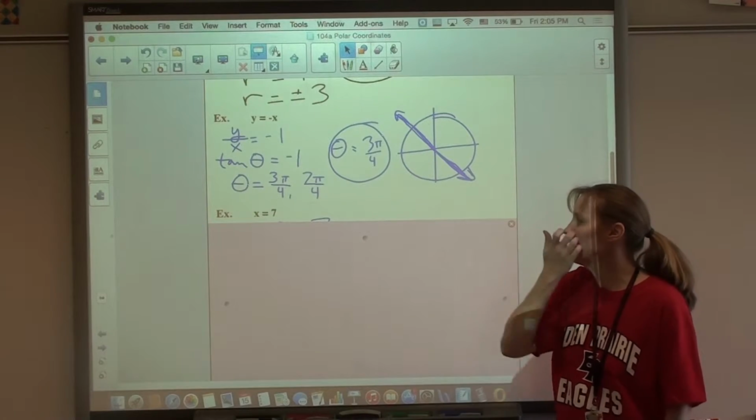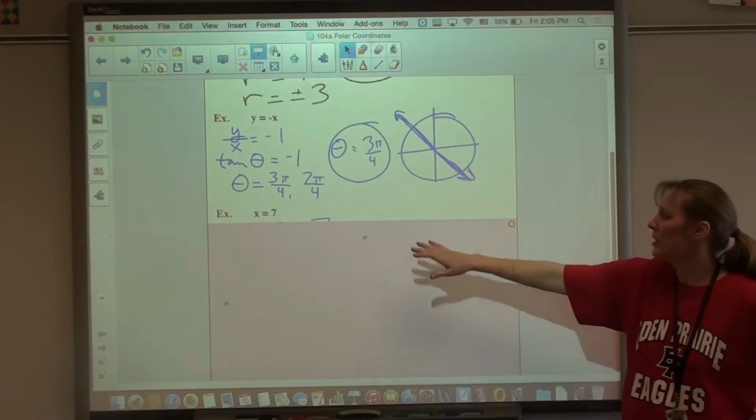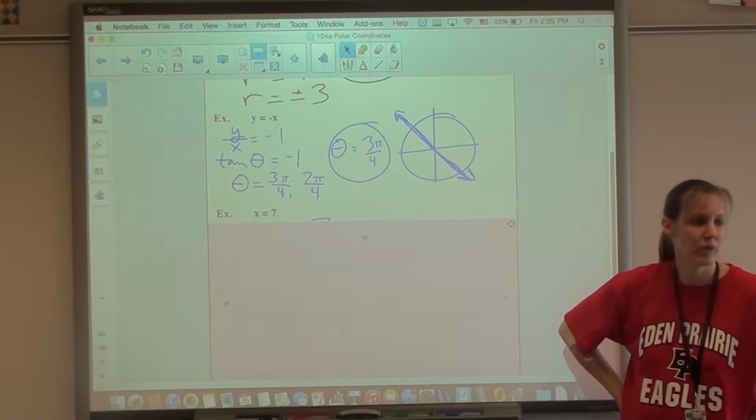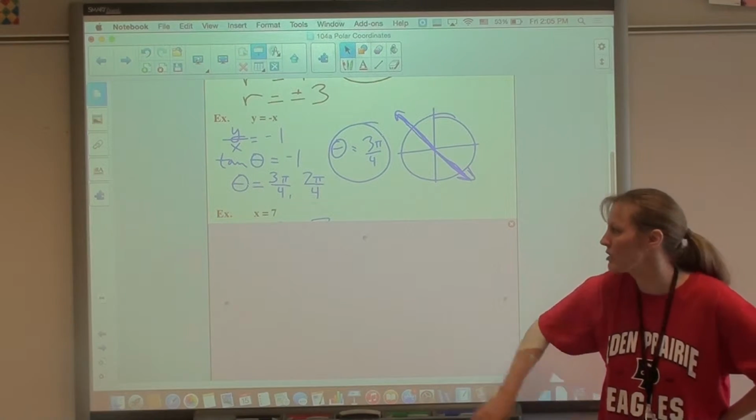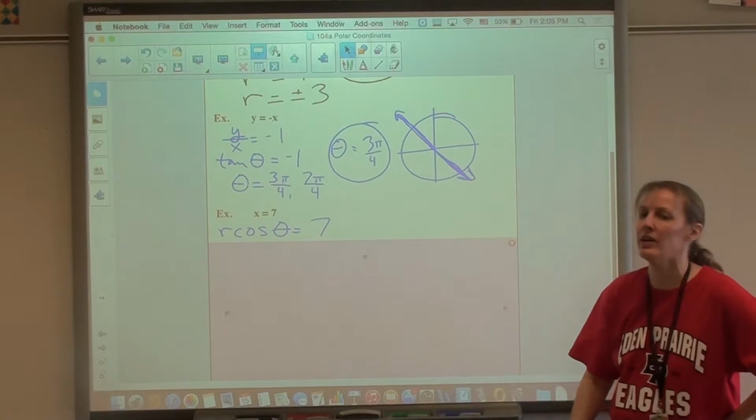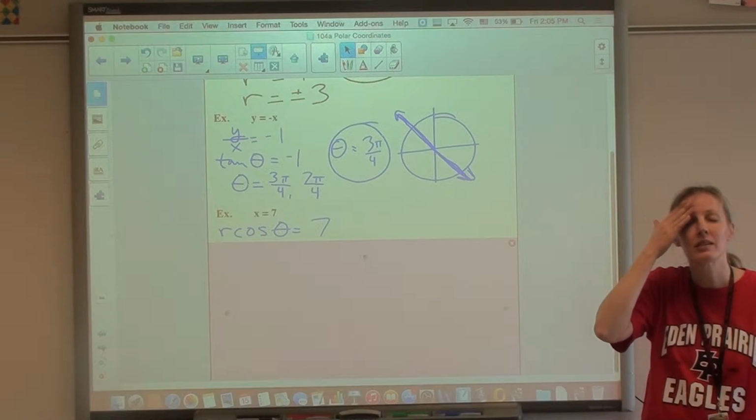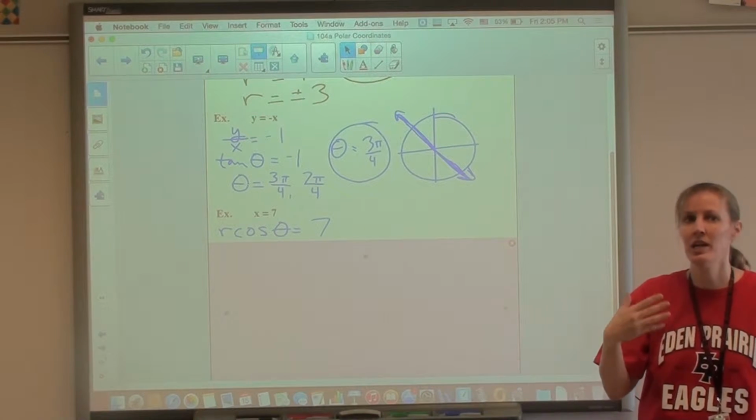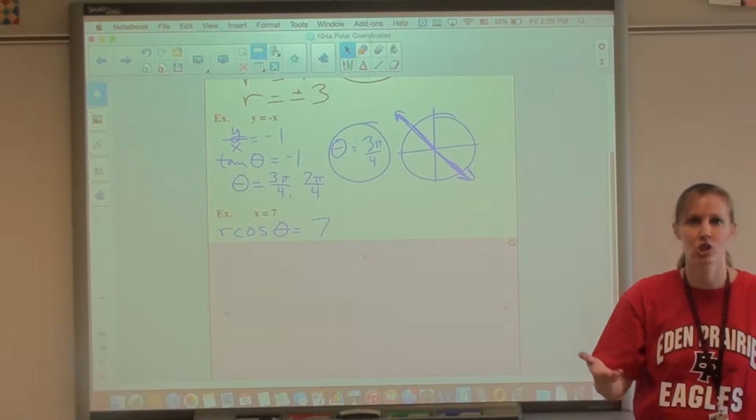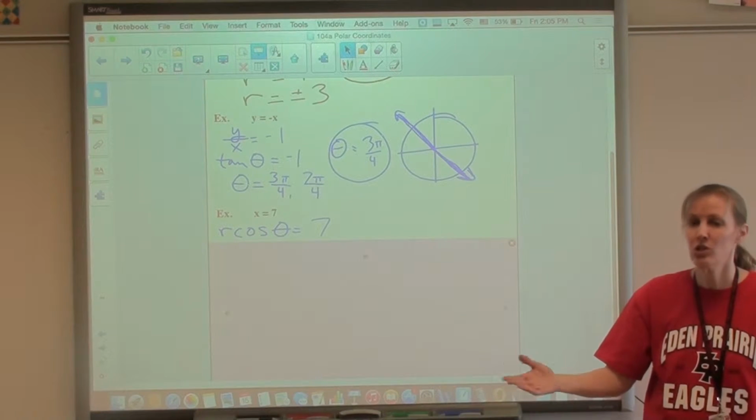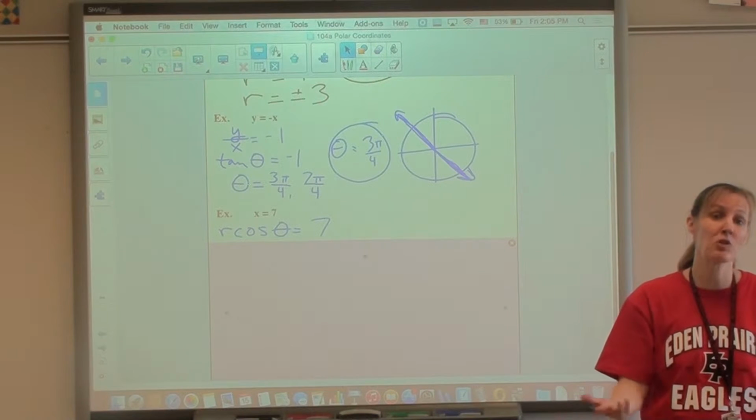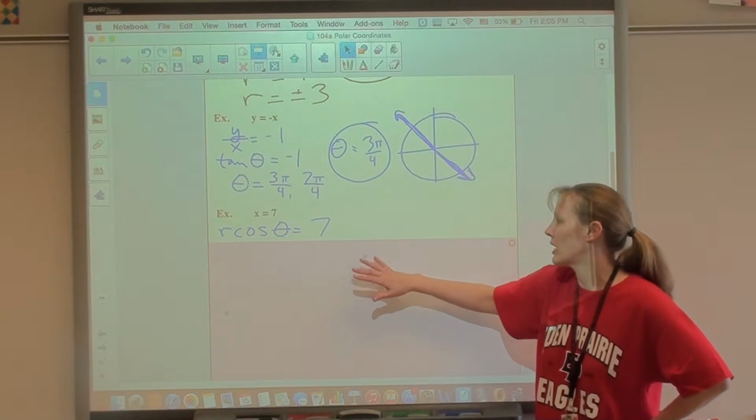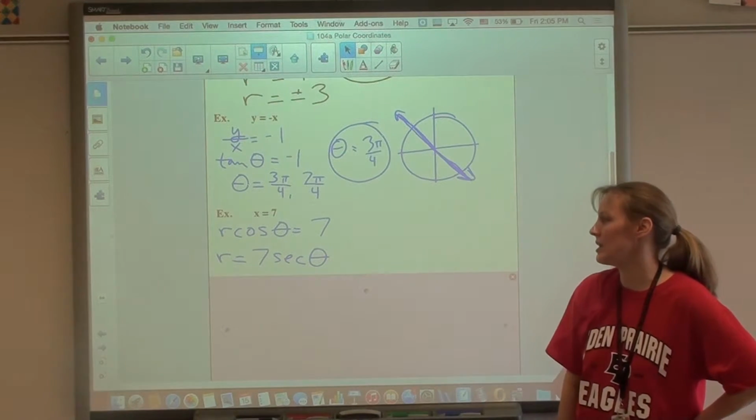So next one, x equals 7. So hopefully, what did you do to get rid of the x? Replace it with r cosine theta, right? So you get r cosine theta is 7. Polar equations are traditionally solved for r, just like rectangular equations are traditionally solved for y, right? So we really should solve these for r, especially if you're going to have to graph. So just divide by cosine, and so you get r is 7 secant theta.